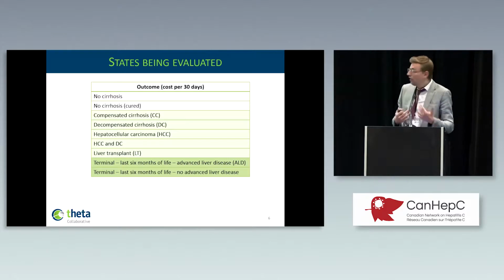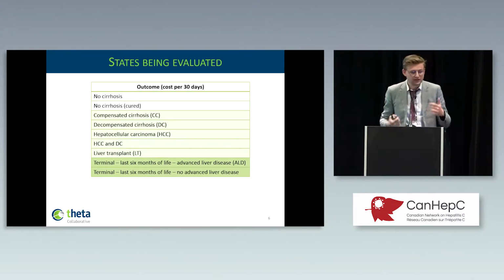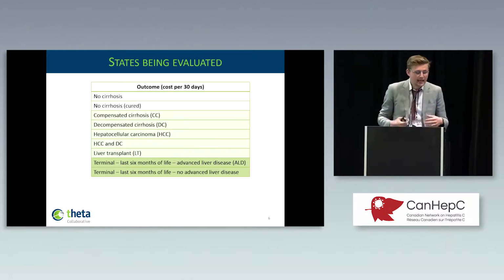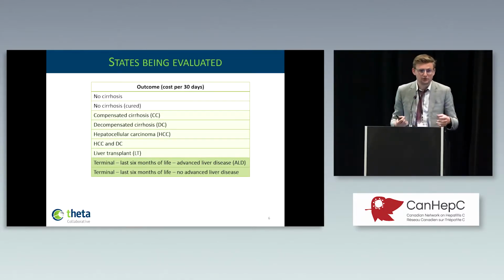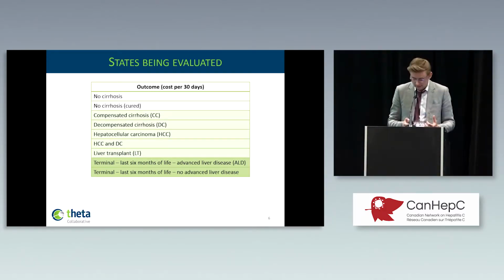These are the 9 health states that we wanted to find the cost for. We wanted to find out the cost per 30 days of being in one of these health states. You'll notice there are 2 health states for individuals with no liver disease. Then we have 5 health states for individuals with advanced liver disease, and 2 states for individuals in the terminal phase. We classed terminal as the last 6 months of life, and we separated this into individuals who die with advanced liver disease and those who die without advanced liver disease.